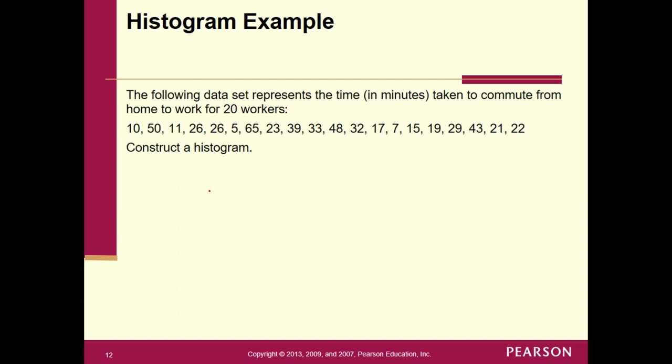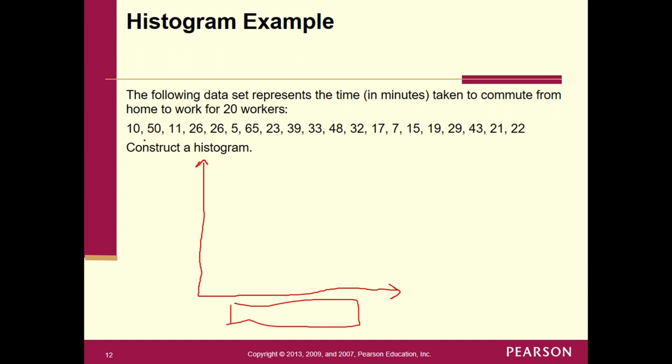So here's a histogram example. The following data set represents the time in minutes taken to commute from home to work for 20 workers, and here's our data. Construct a histogram. If we were in class, I would say this is going to look like a bar chart, other than the fact that now I'm going to put an arrow down here. Why? Because always keep this in mind, since students a lot of times misinterpret this.